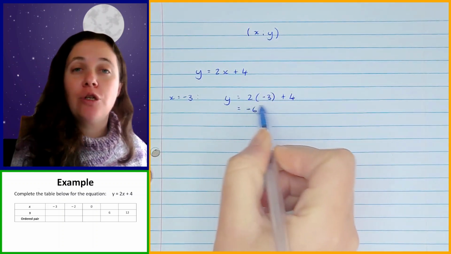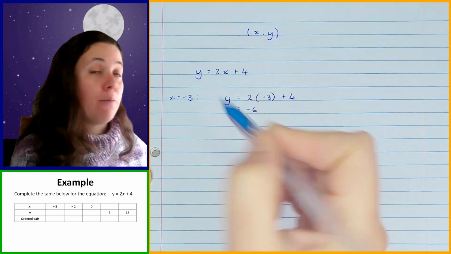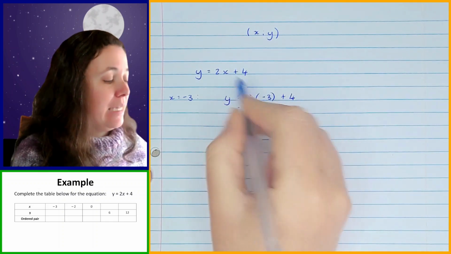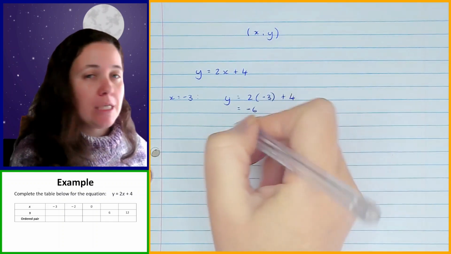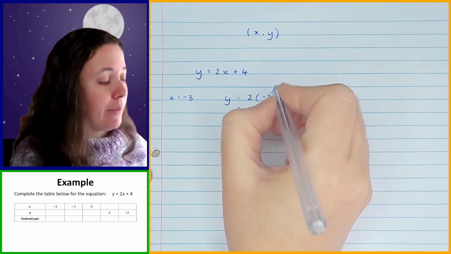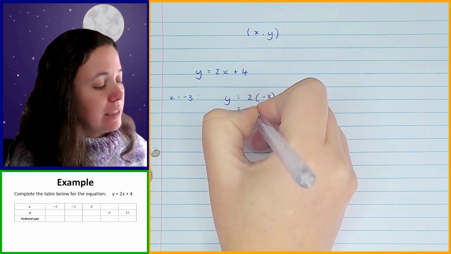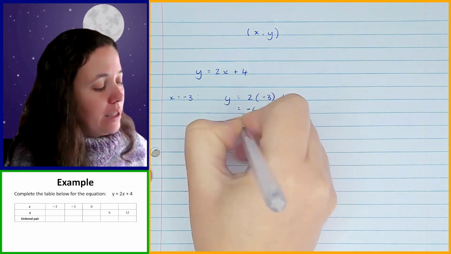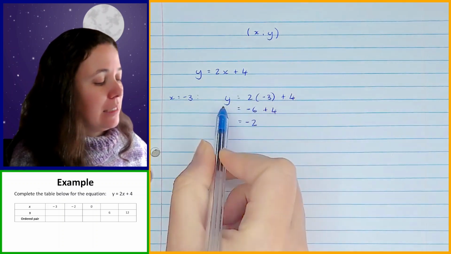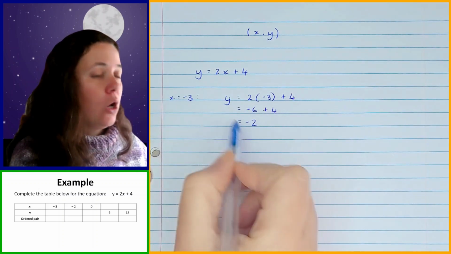Remember, when you substitute into an equation, you must use brackets. So over here, I'm replacing the x with the -3 in brackets. So it doesn't look like 2 minus 3, it's 2 multiplied by -3. So that's 2 times -3 is -6. Plus 4, and that gives me -2. So that means that where x is -3, y is -2.